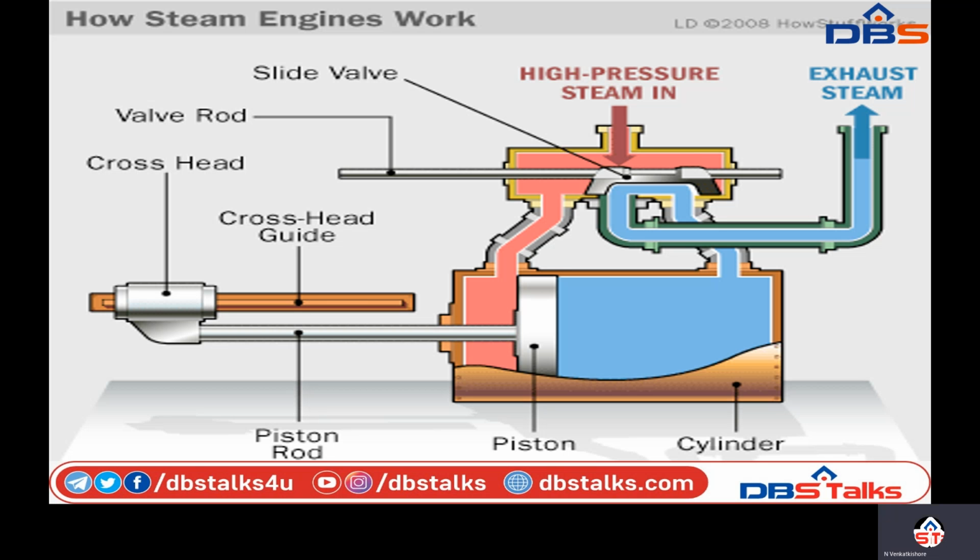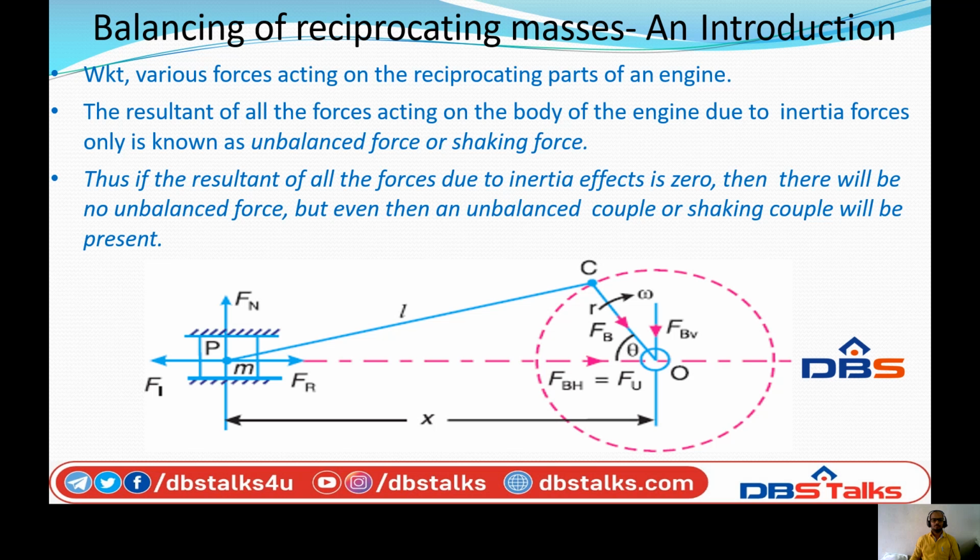So this is the reciprocating engine. Here we are considering a steam engine working. Mainly, what are the components available in the reciprocating engine? That is valve rod, slide valve, high pressure steam in, exhaust steam, crosshead, piston rod and the piston. So these are the main cylinder components, the main components available in any engine, especially here the steam engine working.